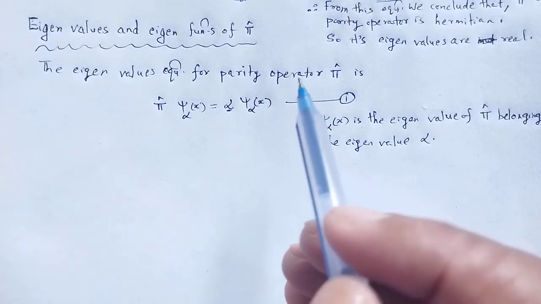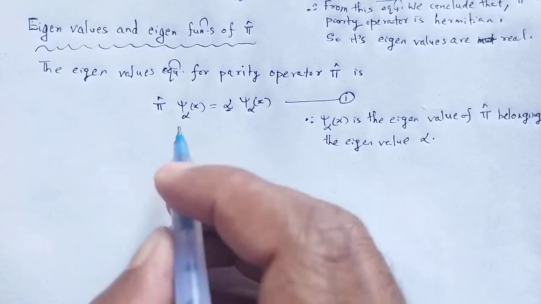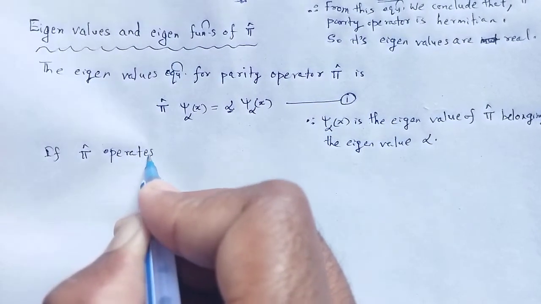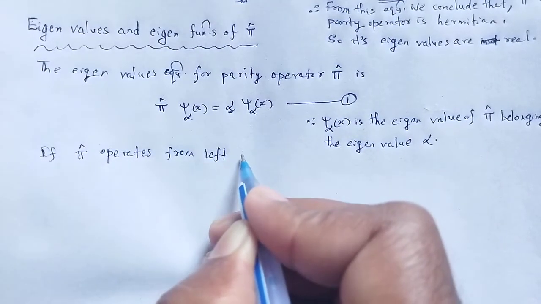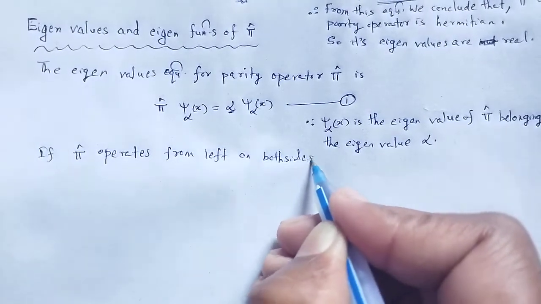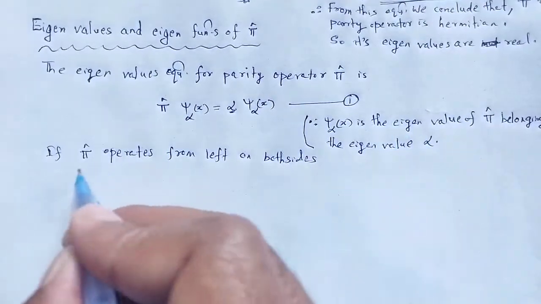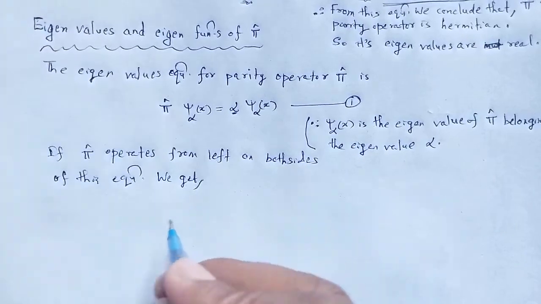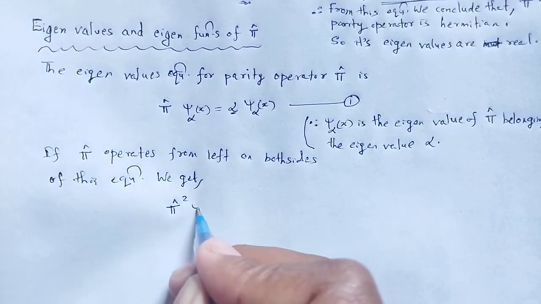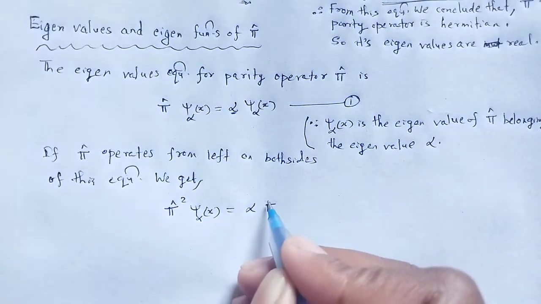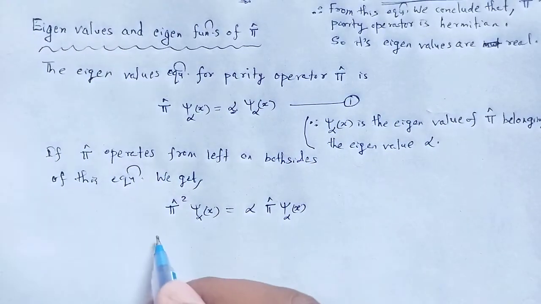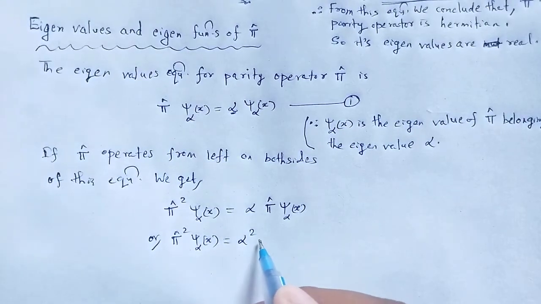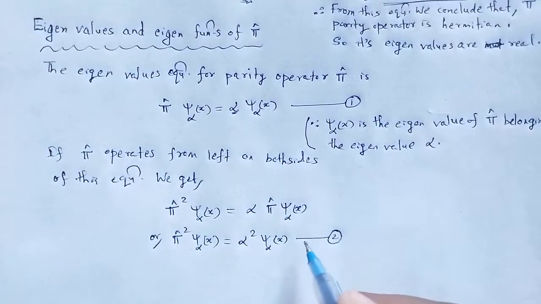If the parity operator operates from the left on both sides of this equation, we get pi cap square psi alpha x equals alpha pi cap psi alpha of x, or pi cap square psi alpha x is equal to alpha square psi alpha of x. That is equation number 2.